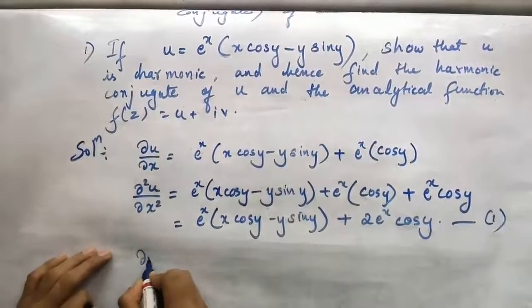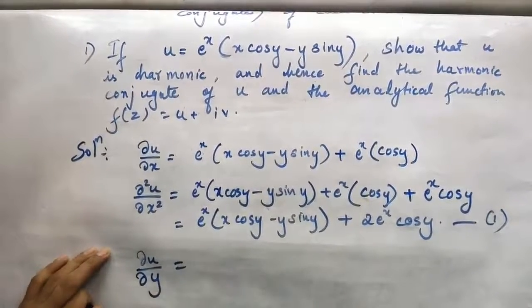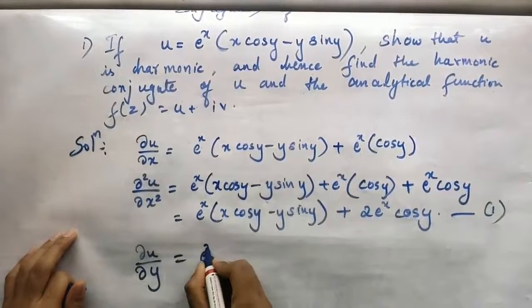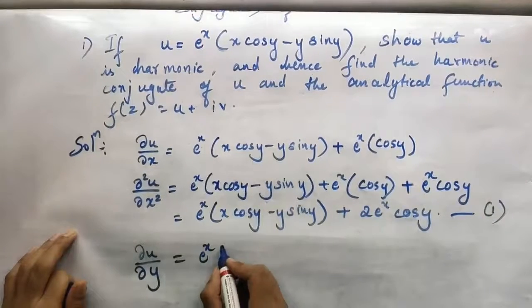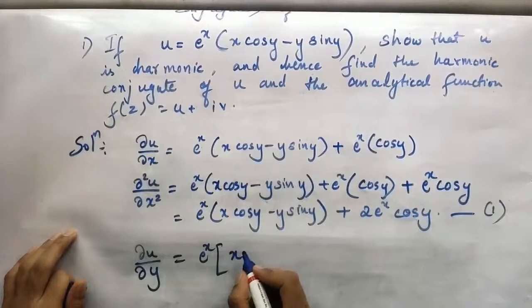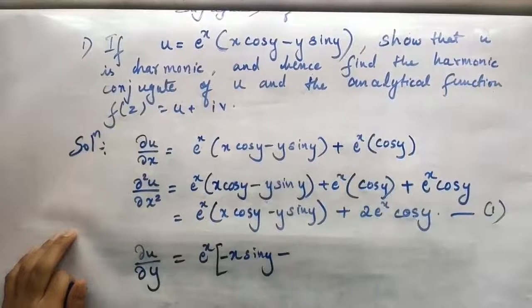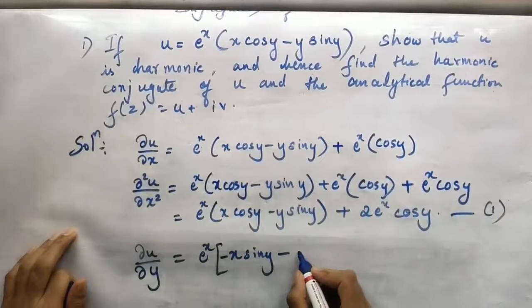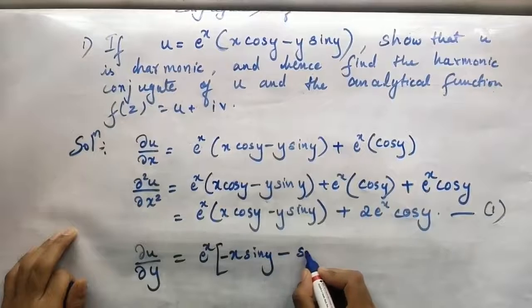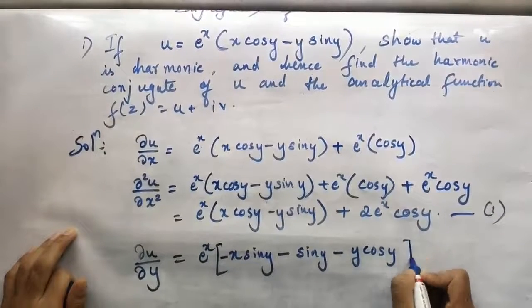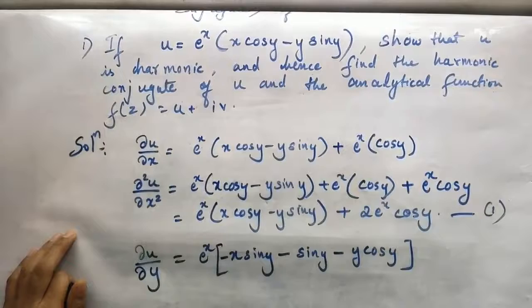Next, go for dou u by dou y, the derivative of u with respect to y. Now, for the derivative of u with respect to y, e to power x is independent of y, so keep it as it is. Only differentiate the bracket. X as it is, derivative of cos y is minus sin y, minus the derivative of y sin y with respect to y, which will be the derivative of y first, so it will be 1 sin y as it is, again a minus, y as it is, derivative of sin y is cos y. This is the derivative of u with respect to y.